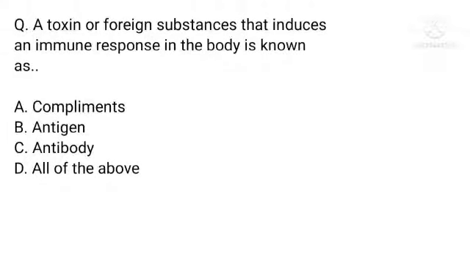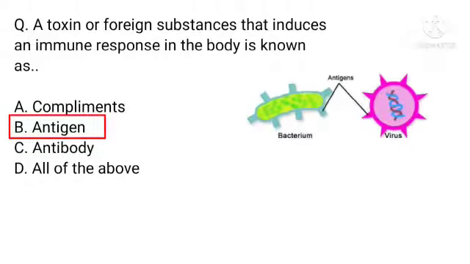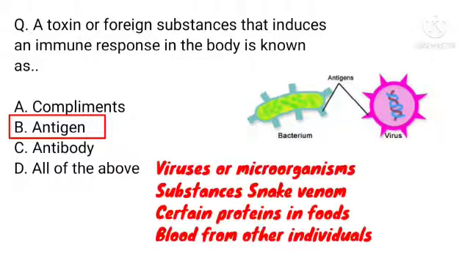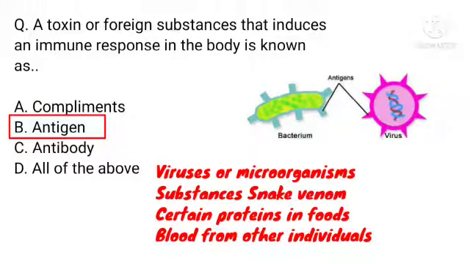A toxin or foreign substance that induces an immune response in the body is known as: A. Complements, B. Antigen, C. Antibody, D. All of the above. And the right answer is B. Antigen. Foreign antigens originate from outside of the body. These antigens induce an immune response in the body, especially the production of antibody. Examples of foreign antigens are viruses or microorganisms, substances in snake venom, certain proteins in food, and components of blood from other individuals.